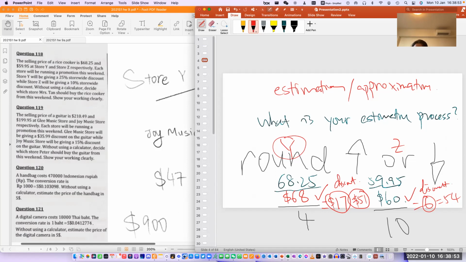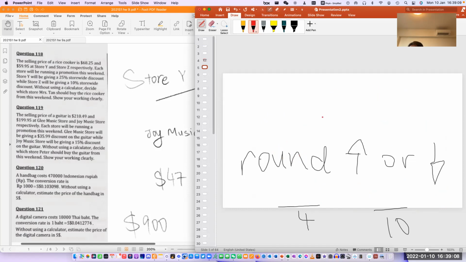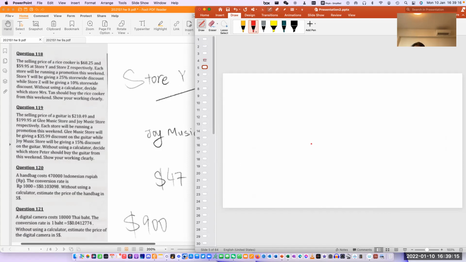All right, so this is one way, but let me give you another approach or another estimation process. Can you just delete your drawing or your handwriting first? Thank you so much. So over here, I will do the same thing. I will round the cost to whole numbers.